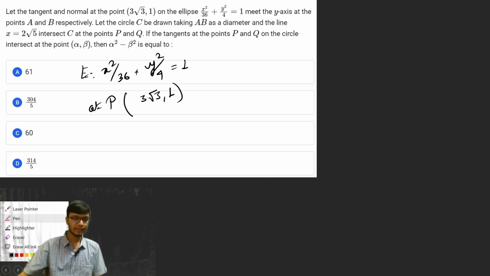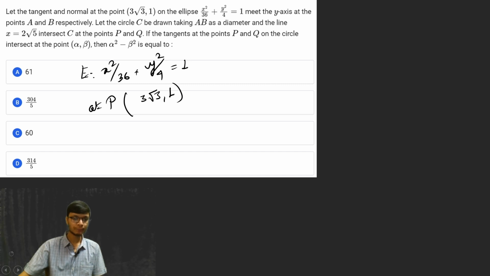All right, so it is saying that whenever you take the tangent and the normal at this particular point on the ellipse, they meet the x-axis at point A and B respectively. Now, C is the circle drawn taking A and B as the diameter, and the line x is equal to 2 root 5 intersects C at points P and Q. Okay. Now, if the tangents at points P and Q on the circle intersect at point (alpha, beta), then find the value of alpha square minus beta square.